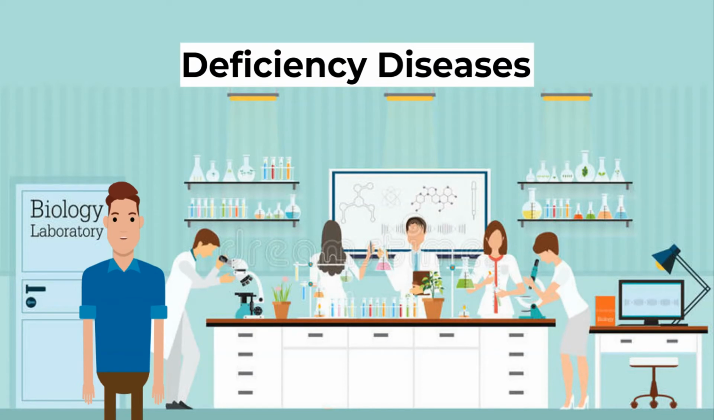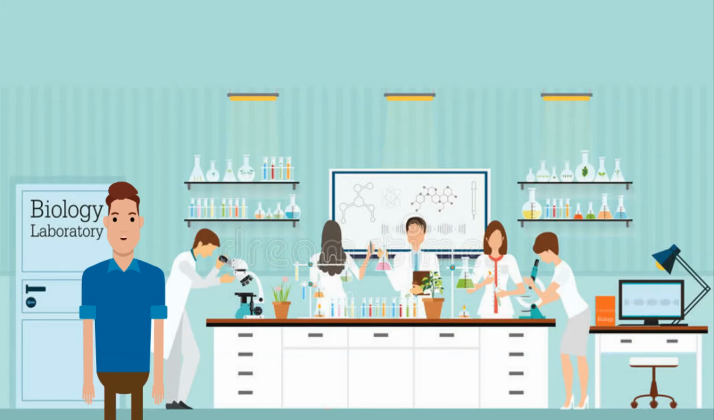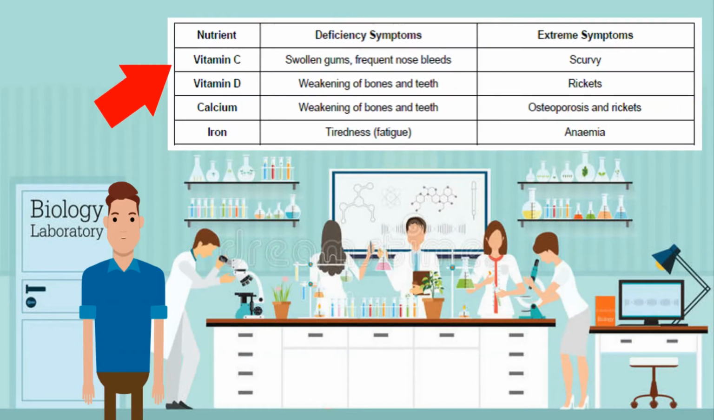Now let's look at deficiency diseases. You need to know the deficiency symptoms for vitamin C, vitamin D, calcium, and iron. Firstly, vitamin C deficiency. Vitamin C strengthens the blood vessels and skin, so vitamin C deficiency will cause overall body weakness, swollen gums in the mouth, nosebleeds, and in extreme cases, it will cause a disease called scurvy. Scurvy causes gum and bone pain and can lead to teeth falling out of gums.